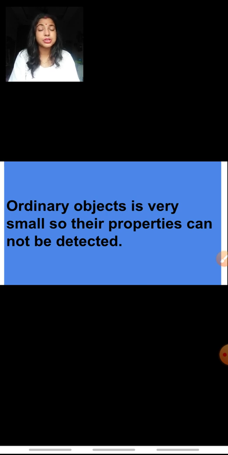Why is the wavelength associated with ordinary objects small? Because their masses are high. If the mass is low, then the wavelength will be more.